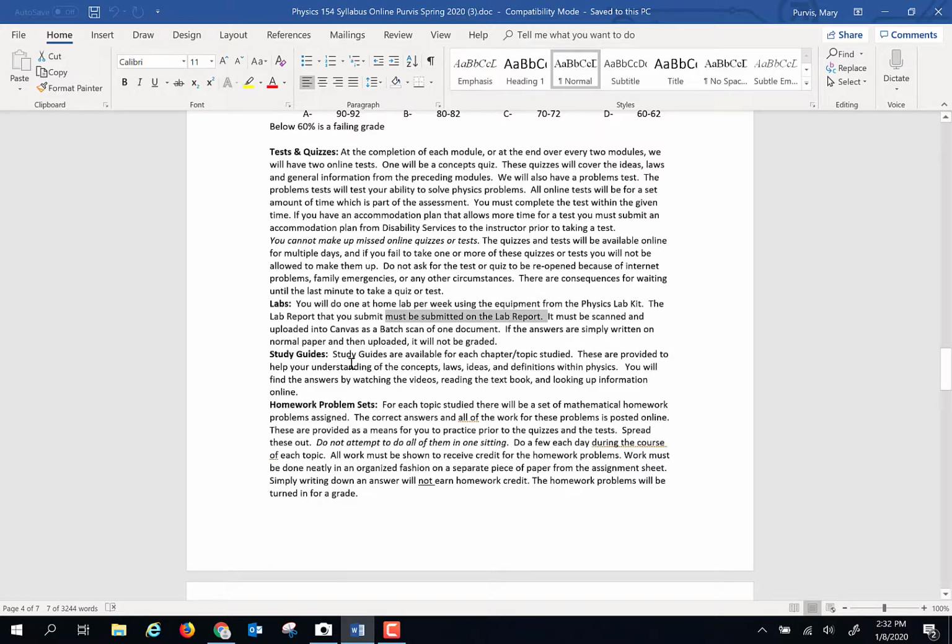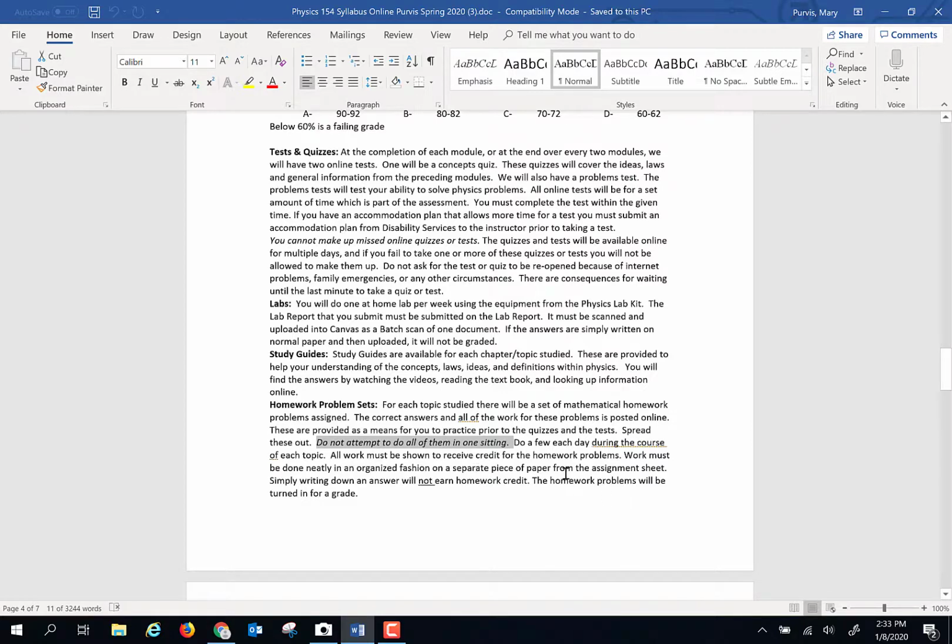Study guides, you can fill those out either on paper and pencil and scan them in, or you can type in the answers and upload them that way. Homework problems, you're going to have to write out by hand, because mathematically that's the only way it's going to work. Please don't attempt to do all of these in one sitting. They can be as many as 30-some problems for one chapter. Please do a few homework problems, learn a little more, do a little bit more homework. That's how you learn physics.